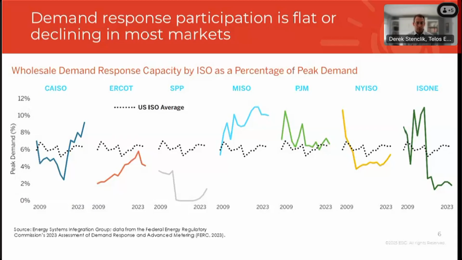Keep an eye out. Most of these ISOs are undergoing accreditation reforms around demand response. So I suspect over the next couple of years, you will see continued volatility around how some of that accreditation plays out. The key thing here is it's pretty flat across the board, again, with some regions being higher or lower than others, but on net, flat demand response growth in different markets.